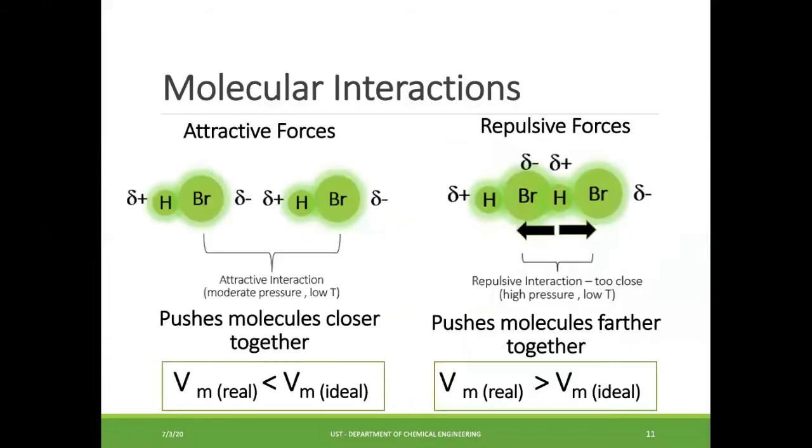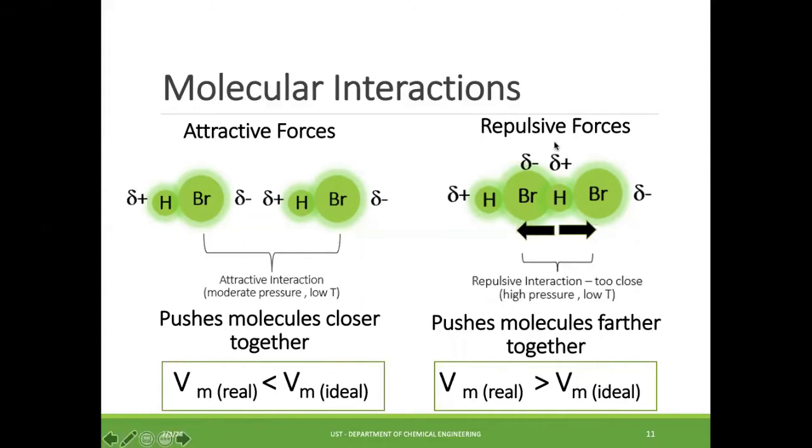Now, to summarize the molecular interactions, if we have a moderate pressure, low temperature, and a moderate distance between the two molecules, attractive forces are dominant. What is happening? It pushes the molecules closer together, and the molar volume of a real gas is less than the molar volume of an ideal gas. What is also considered here is that whenever there's attractive force, gas is more compressible.